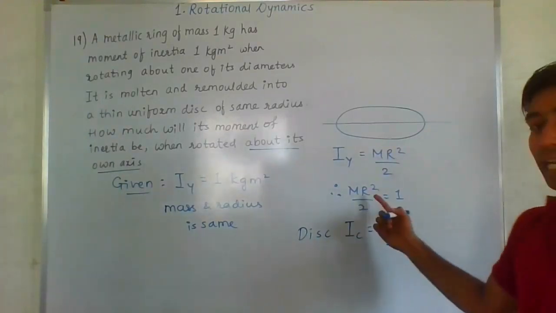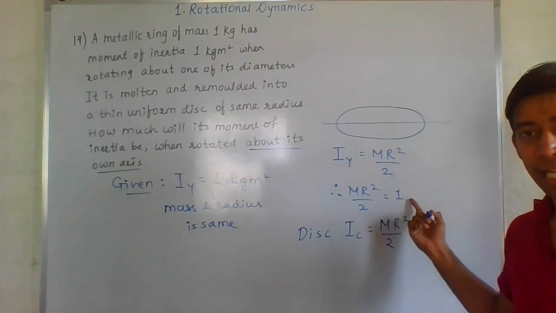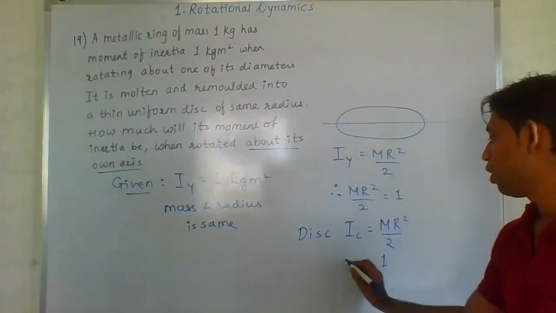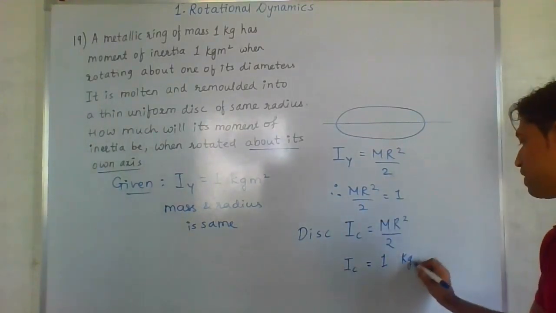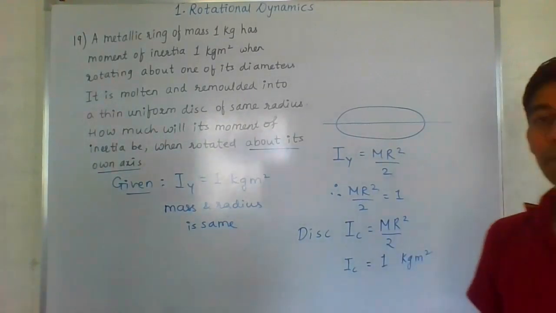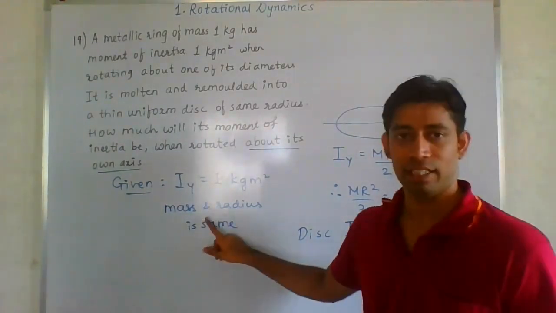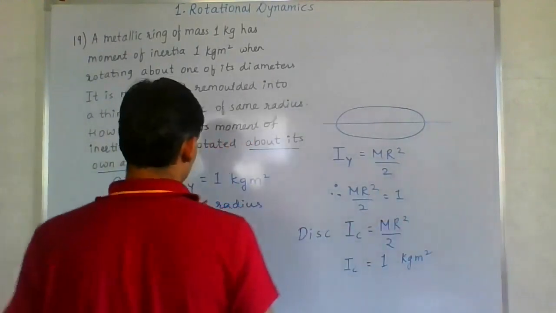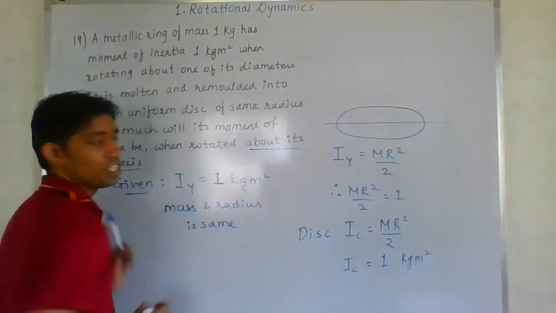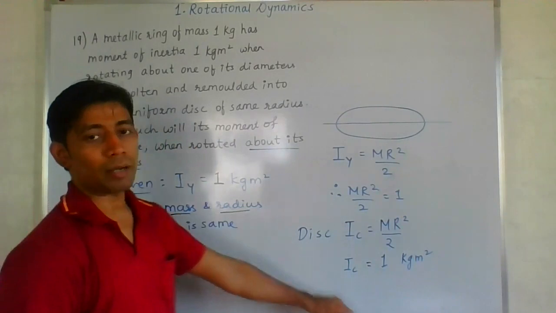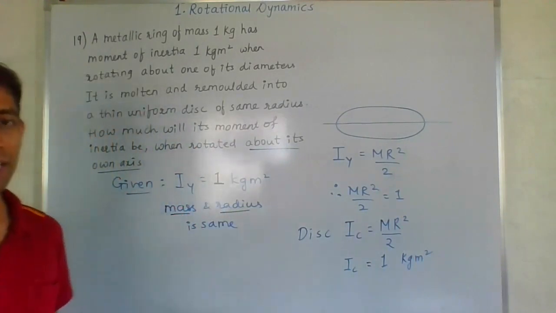So I hope you understand that the value of mr square by 2 is 1. So what will the answer be here? 1. Okay, so there will be no change. You will get the same answer. The reason is this: because mass and radius have not been changed. Hence the answer comes as 1. Very easy numerical. Okay.